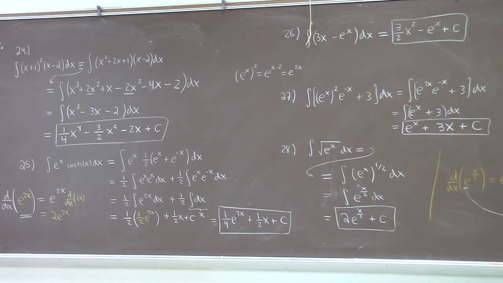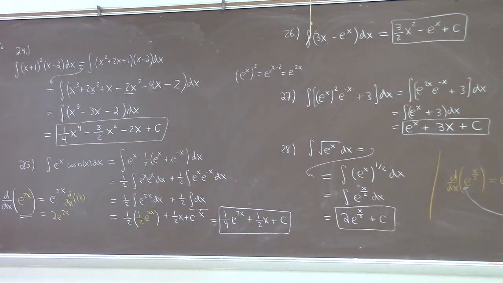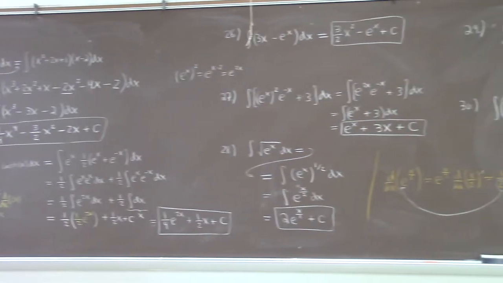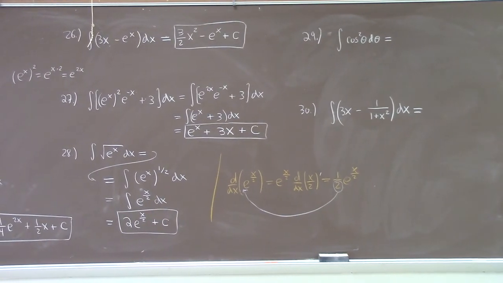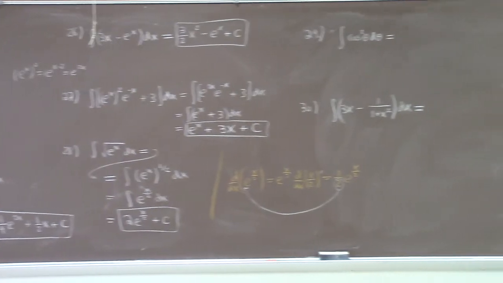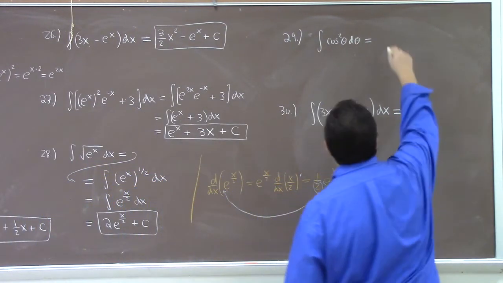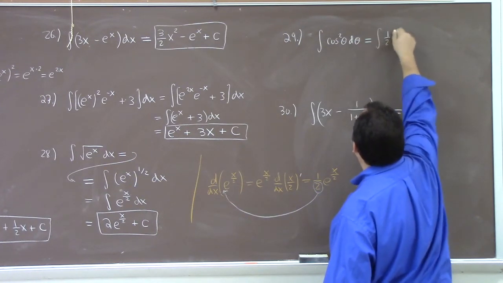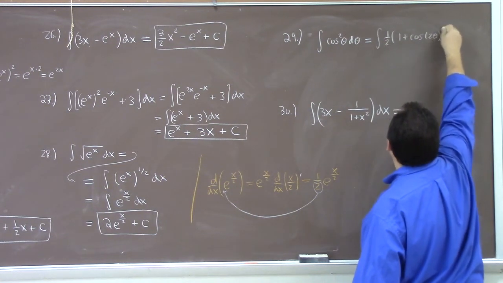What about 29? Any ideas? You guys had trigonometry, right? What was the important identity you learned? Yeah. So this one is 1/2 times 1 plus cosine 2 theta. So I'll just give you that hint. You can finish it. Yeah?